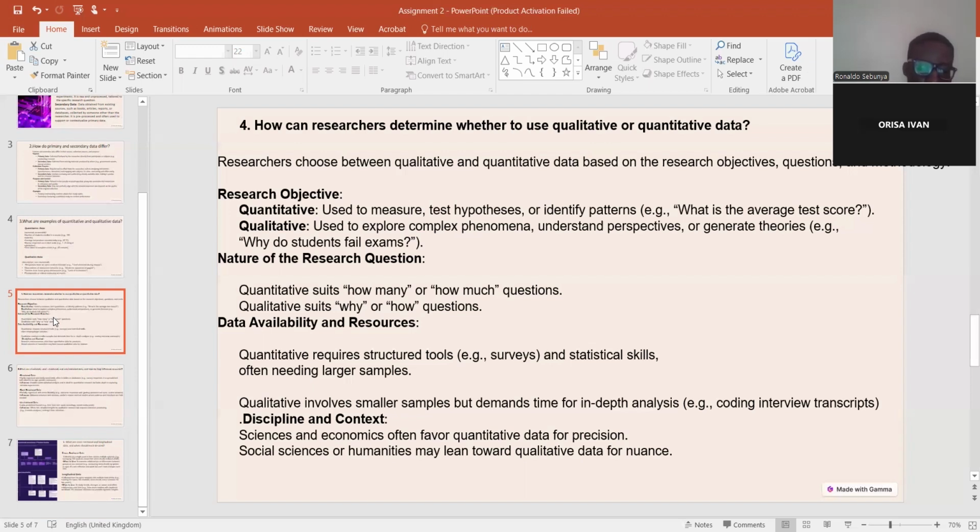Then the next factor we need to consider is the discipline and context. Where are we at? Are we in the sciences or in economics? That's usually quantitative. Are we in social sciences or humanities? That's usually the qualitative side of it. So this is a very important question that researchers have to undertake, and there are different points, as we have discussed, that they need to align themselves with in order to choose which is which.